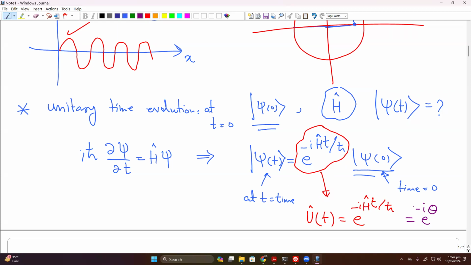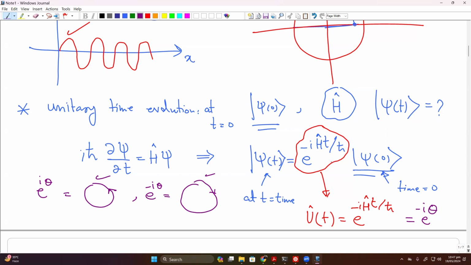Even if I have a minus sign, the minus sign would only mean that if e to the i theta is rotation in the clockwise sense, then e to the minus i theta will be a rotation in the reverse sense, in the anti-clockwise sense. And if this is anti-clockwise, this will be clockwise, and so on. So the minus sign is only bringing this difference, and otherwise this is just a rotation.